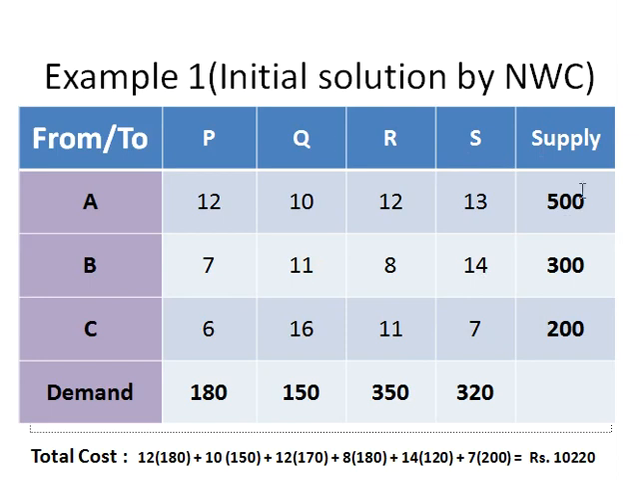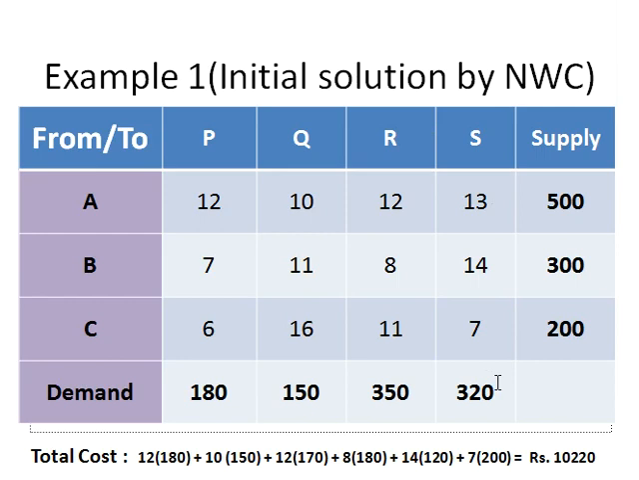As you can see in this example, three plants A, B, C are given to you from where goods need to be supplied to markets P, Q, R, S. From plants A, B, C, we have available supply. From plant A, the available supply is 500, B 300, and C has 200. And the demand we have for market P is 180, Q 150, R 350, and S 320.